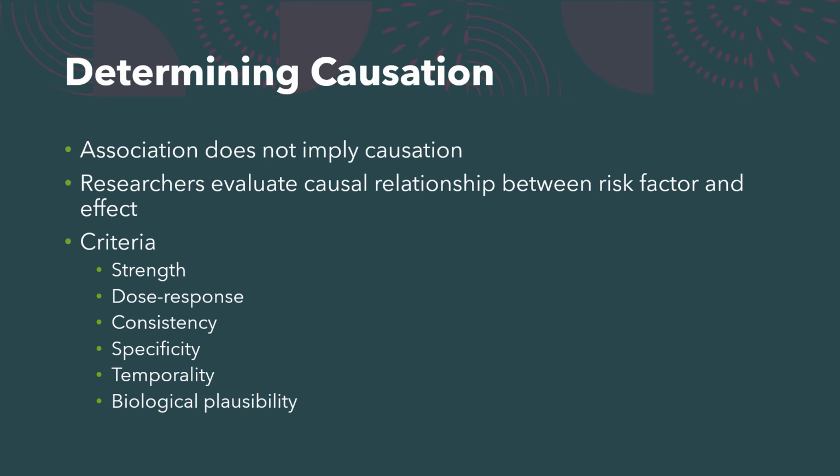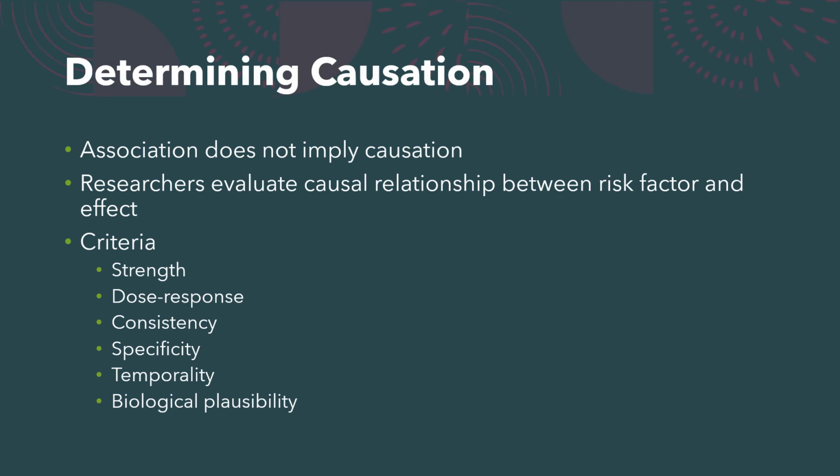Dose response is also important. So for example, the more you use of something, the more likely you are to develop a disease is also important. So if we can show that if someone smokes a lot of cigarettes, for example, or eats a lot of trans fats, for example, we should see the rates of heart disease in that population go up. We should see consistency, which is study after study should find that same relationship.